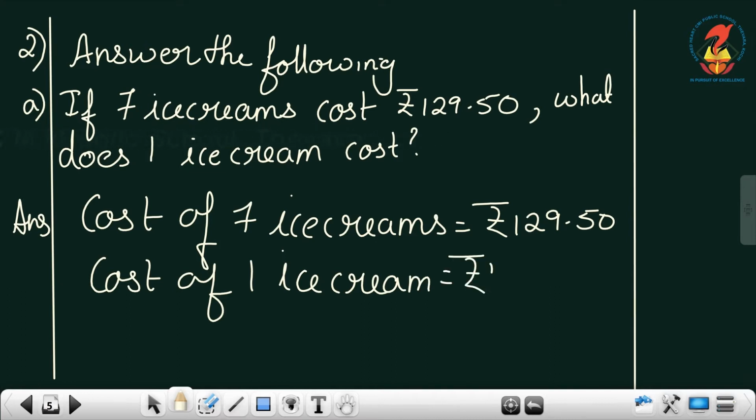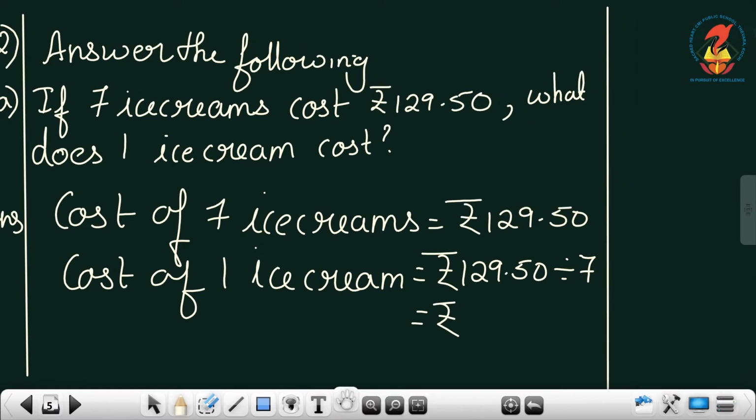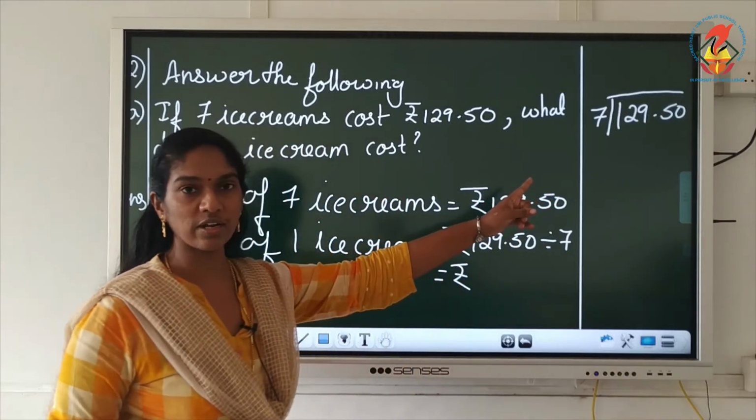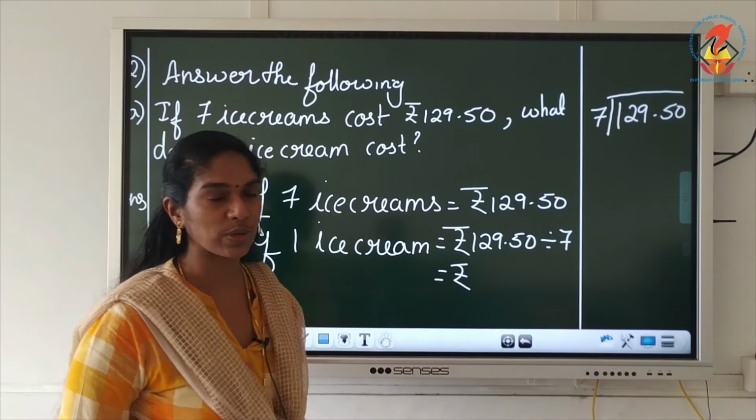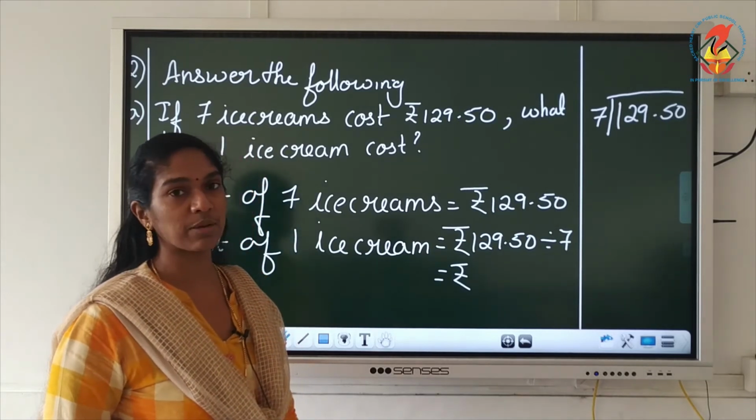What should you do? You have to divide rupees 129.50 divided by 7. Final answer should be in rupees because they have asked you the cost. So now we'll divide and see. 129.50 divided by 7. Starting with the first digit 1. 1 is smaller than 7, so you'll take 12. 7th table, find a number less than 12.